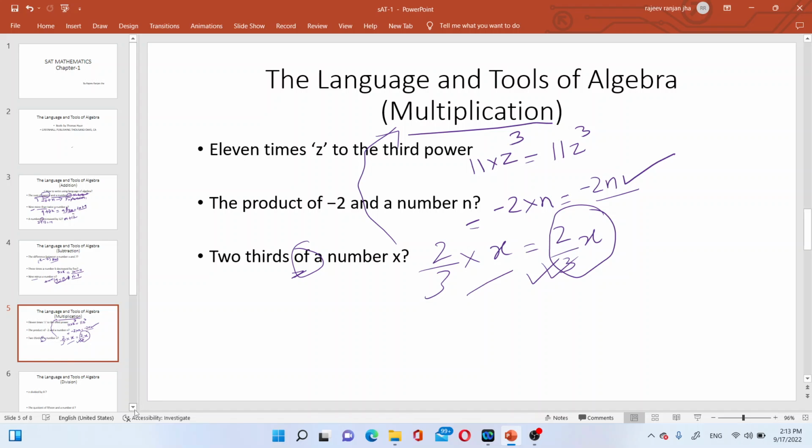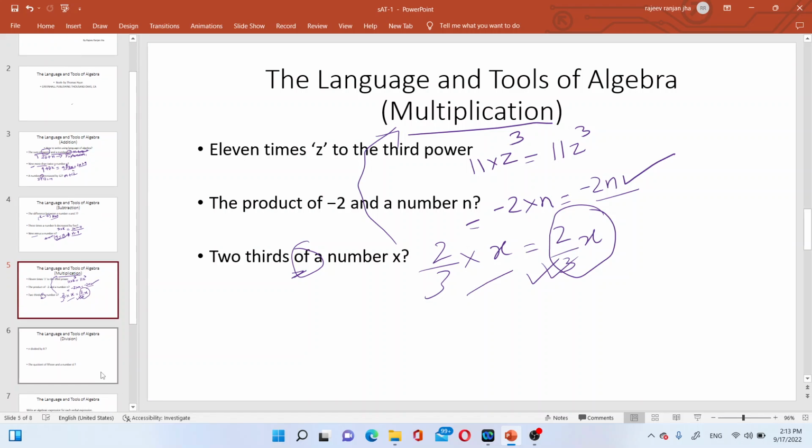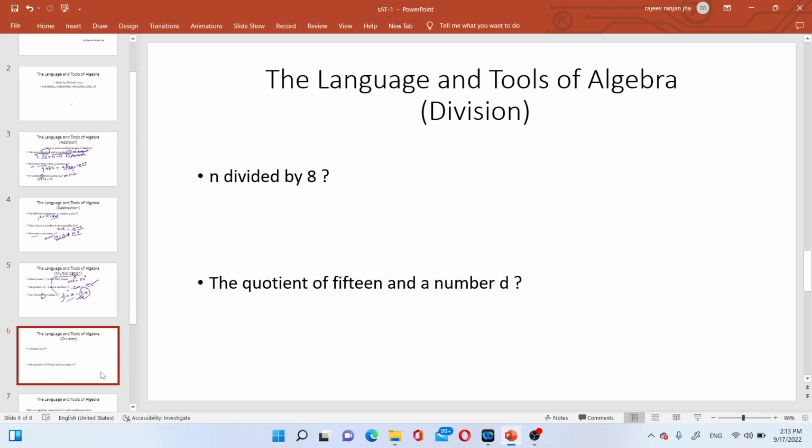Okay, friends. Now we move to the division. And these are all used in the tools of algebra, that is the language of algebra. n divided by 8. So n is an unknown number, and it is divided by 8. So you can write it like this. You can even write this as 1/8 of n. But they both are the same, though this is the correct expression for it.